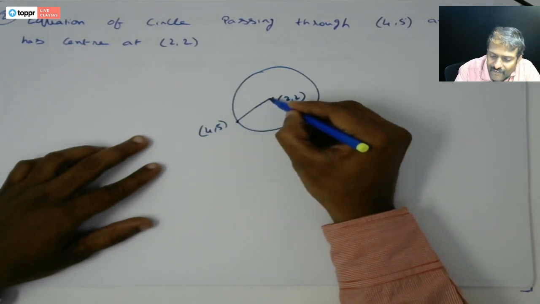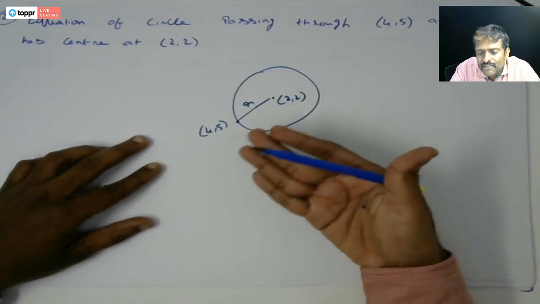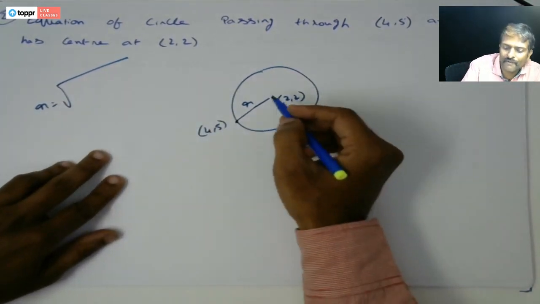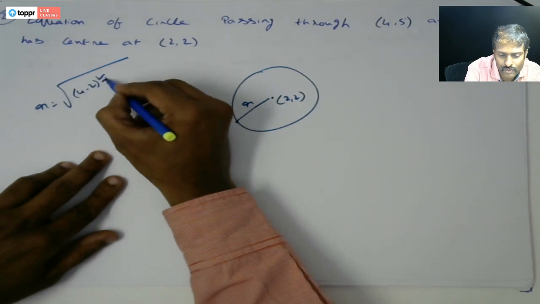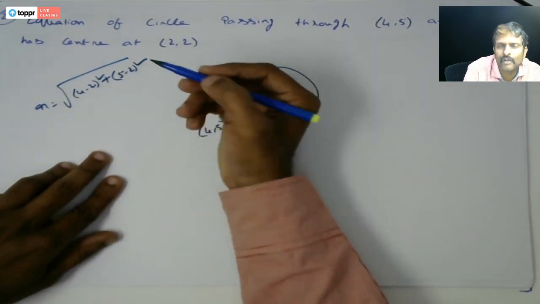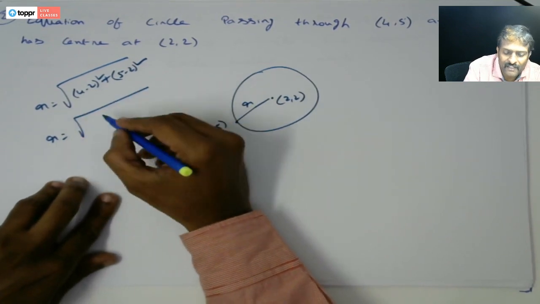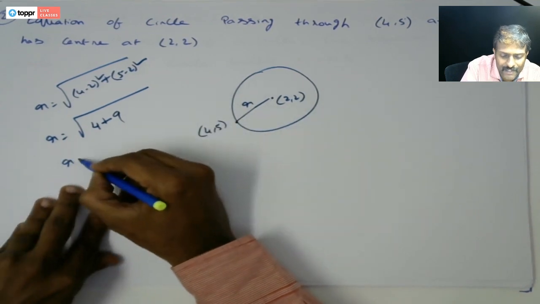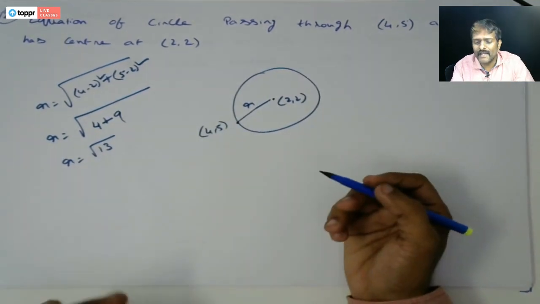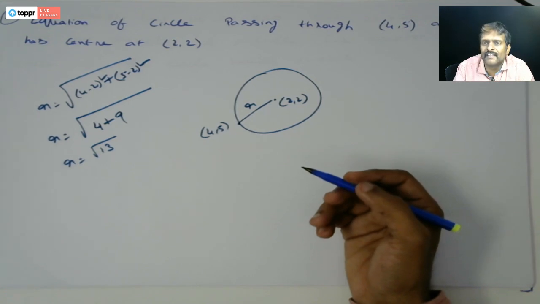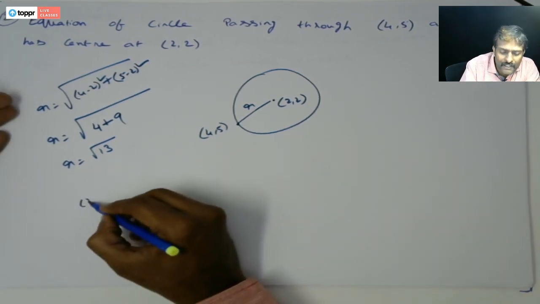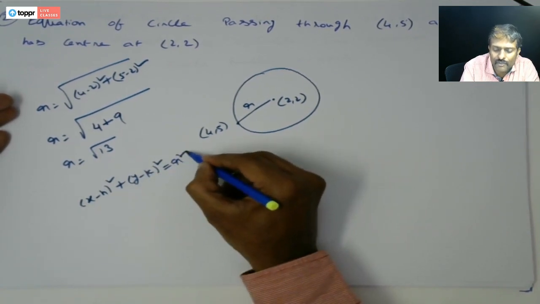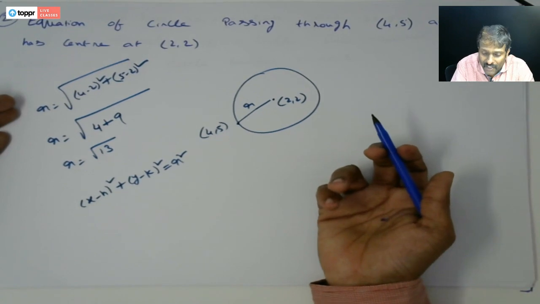You can just find the radius by using the distance between these two points, right? So here the radius would be equal to the square root of (4 minus 2) whole square plus (5 minus 2) whole square. So the radius is nothing but the square root of 4 plus 9, which is root 13, right? Once we have the radius and the center, the answer is very simple. It is (x minus h) whole square plus (y minus k) whole square equal to the radius square, is the equation of the circle.